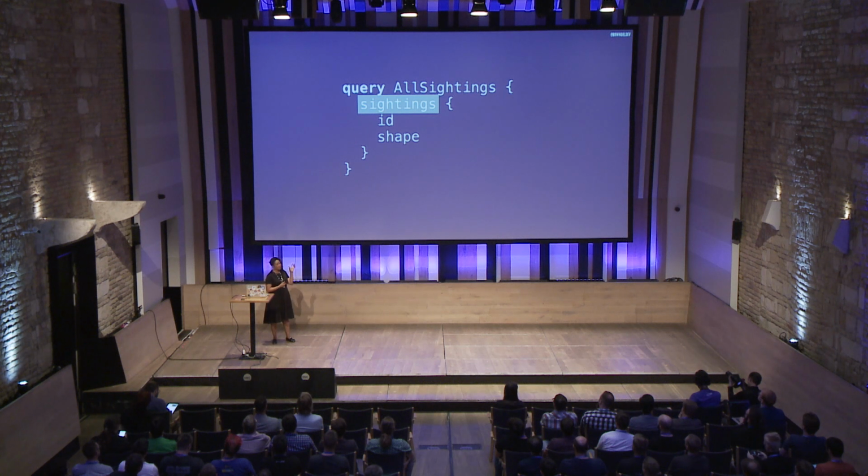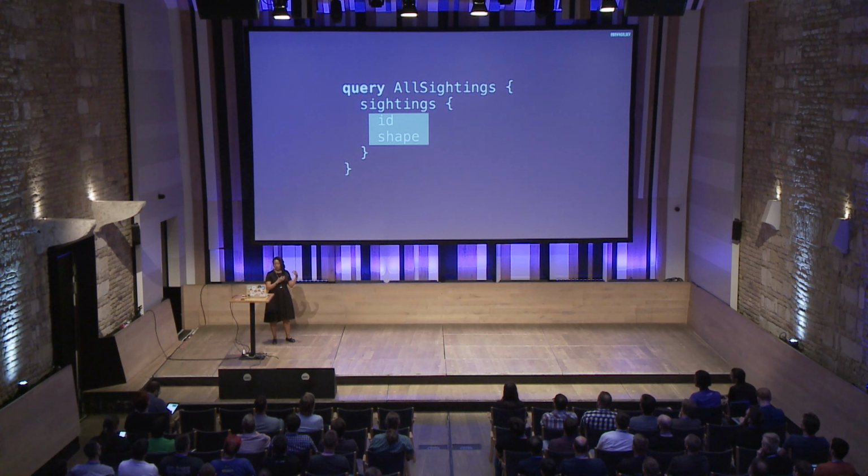The next part consists of the object or objects that you're interested in. So in this case, we want a list of UFO sightings. And then the final piece are the fields that we want. So we don't want all the data that we saw before. We only want the ID and the shape.